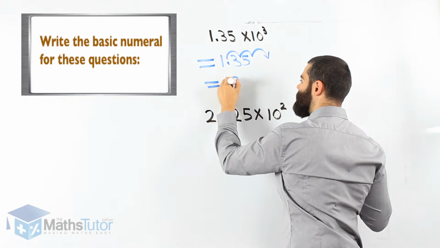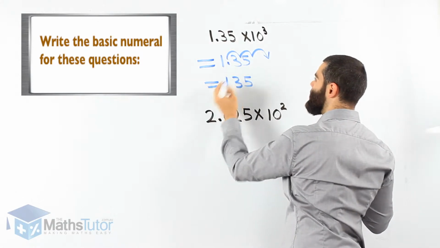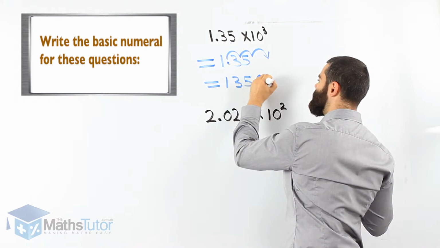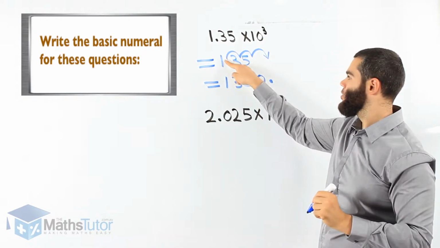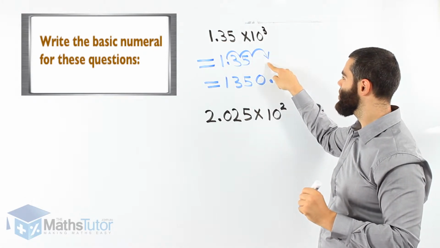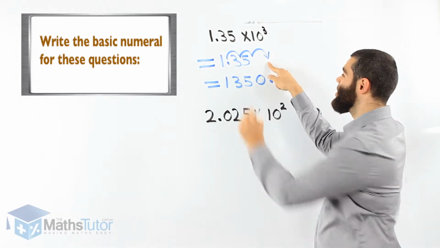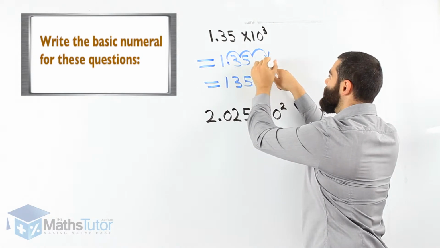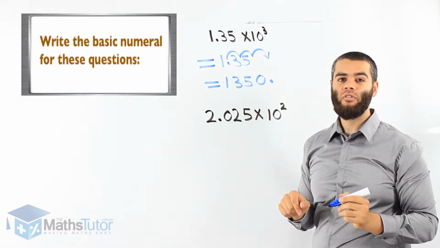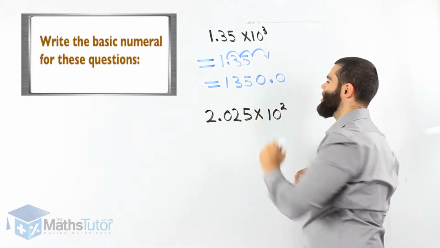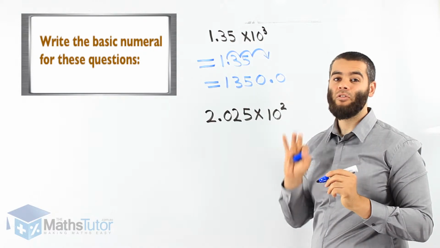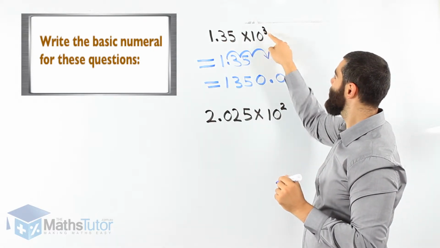We are jumping over nothing, so we put 0 and we put our point. Move once, move twice, move 3 times. We're going to put our point right there. 1350 point 0, or just 1350. We move to the right 3 times because it's power of 3.